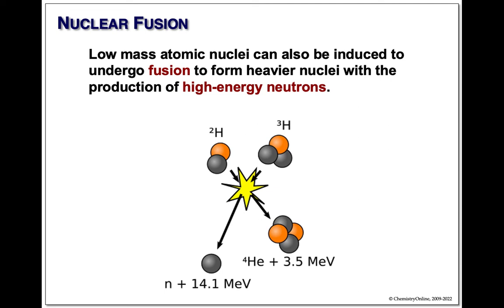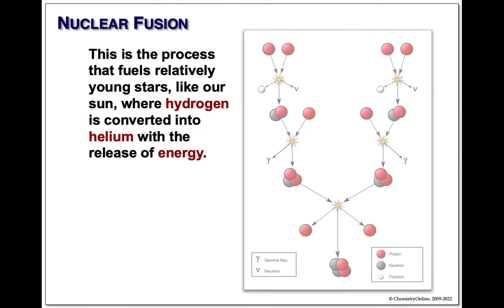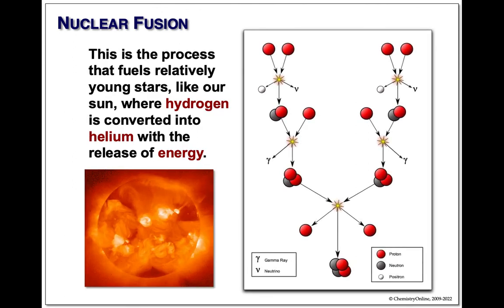We will emit a high energy neutron and a huge amount of energy. This is the chemistry that the sun uses to shine brightly in the sky. The sun takes hydrogen, squeezes it to make deuterium, squeezes it to make an isotope of helium, squeezes it again to make helium. At every step, you get a huge amount of energy.